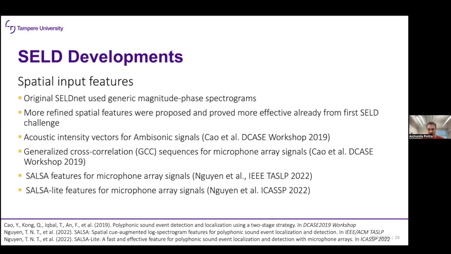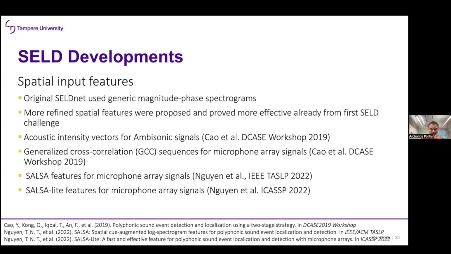Another development was, let's say, moving away from these generic magnitude phase spectrograms that we proposed, at least in the beginning. Already from the first challenge, people spotted that probably using more refined spatial features would prove more effective for the task. And that's absolutely true.